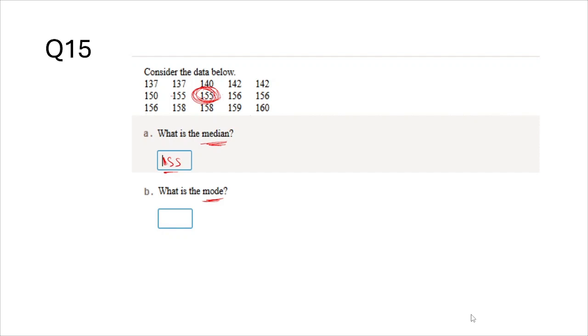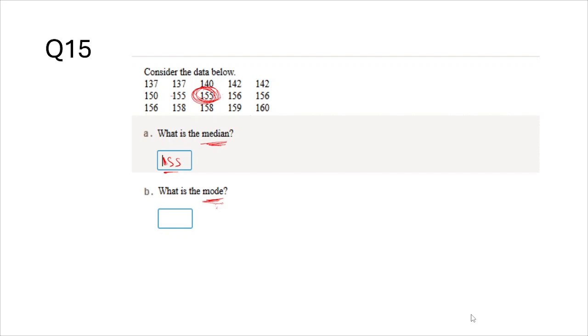Okay, what is the mode? The mode is the number that appears the most frequently. Let's see how many times each number is shown. 137 is shown 2 times. 140, is there any 140? No. 142, 2 times. 150, it's not showing. 155, only 2 times.